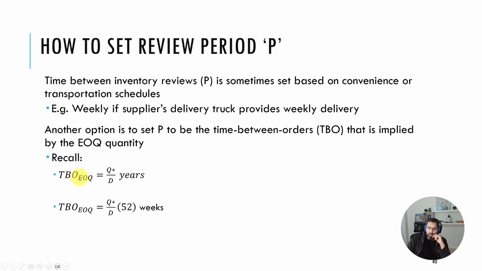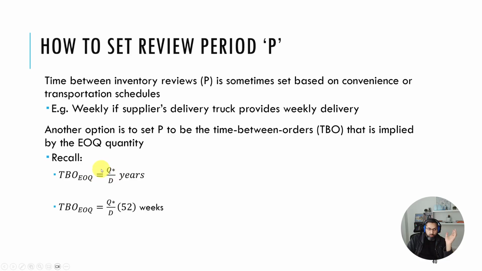If you look at time between orders using the EOQ quantity, it's Q star over D years, that's a fraction of a year, where capital D is annual demand. This is just equal to 1 over N, where N is the number of orders and N equals D over Q star. Algebraically, when you take 1 over a fraction, the fraction flips, and 1 over D over Q star becomes Q star over D. It's just 1 over N orders, where N is the number of orders implied by Q star. So this is the fraction of a year after which you're expected to place another order.